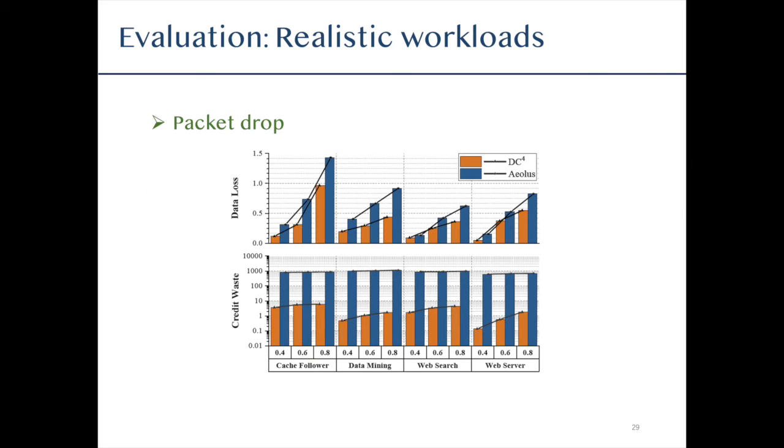The figure shows the average per-flow data loss and credit waste of DC4 and ILS under different loads with various realistic workloads. ILS suffers from severe credit waste under every kind of workload, with a large number of credits being dropped due to overspeed, which will result in data throughput degradation.